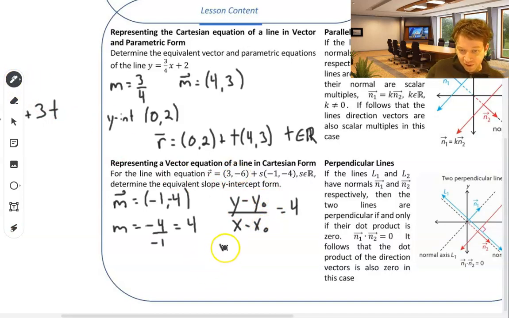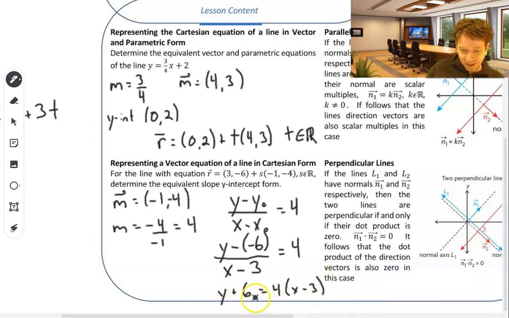If we do that, we get y minus our y coordinate, minus 6, divided by x minus our x coordinate, 3. And that equals 4. All right, now we're just rearranging a bit. So we have y plus 6 equals 4 times x minus 3.